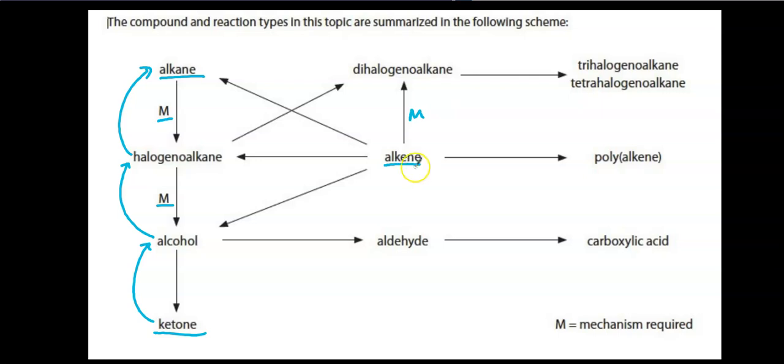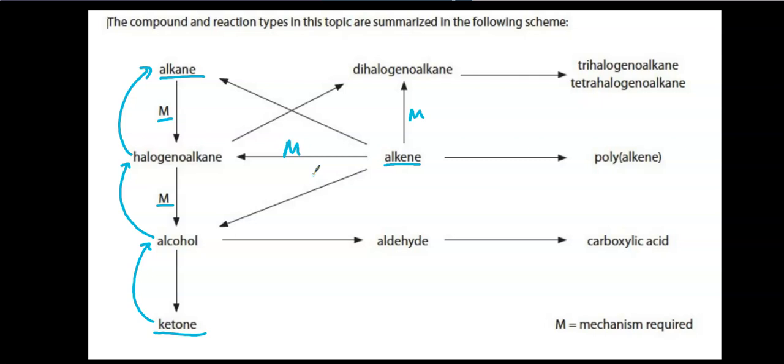How about alkene to just halogenoalkane? Again, a mechanism is required for that reaction. Pause and think about that. This, again, is an addition reaction. This time a hydrogen halide and an alkene will combine to make a mono, if you will, halogenoalkane.